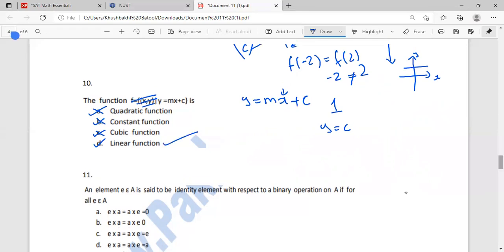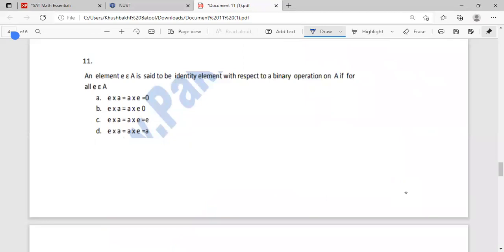Okay, let's talk about the 11th question. An element E belonging to A is said to be the identity element with respect to a binary operation on A if for all elements belonging to A. Okay, for this, E is the identity element. So for your reference, so you can understand things easily, think of the identity element as 1. Whenever we multiply 1 with any number, even in this order, order does not matter in multiplication. This is what we get.